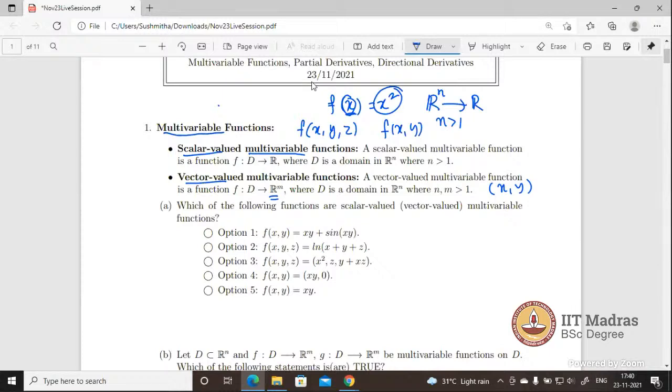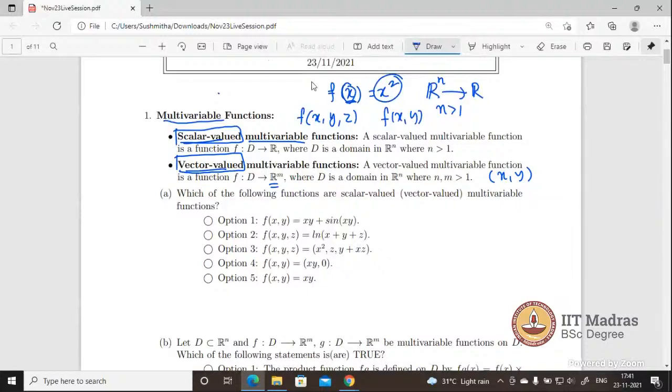It is clear that if it's scalar valued, then the output is a scalar, and if it is vector valued, then the output is a vector, right? Is it clear to everyone? And because of it being a multivariable function, the dimension of the domain has to be greater than 1. So the function has to depend on multiple variables, right? Okay. So these are scalar valued multivariable functions and vector valued multivariable functions.